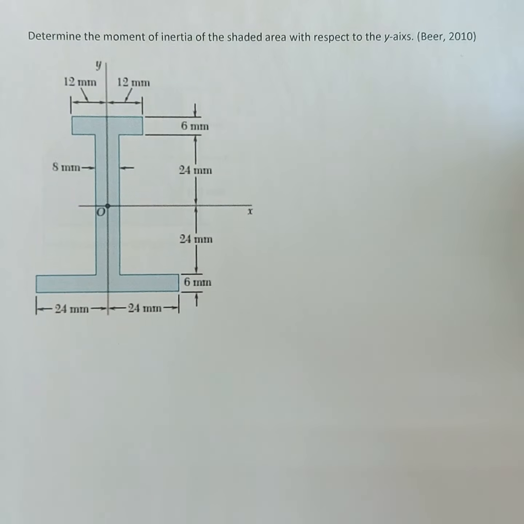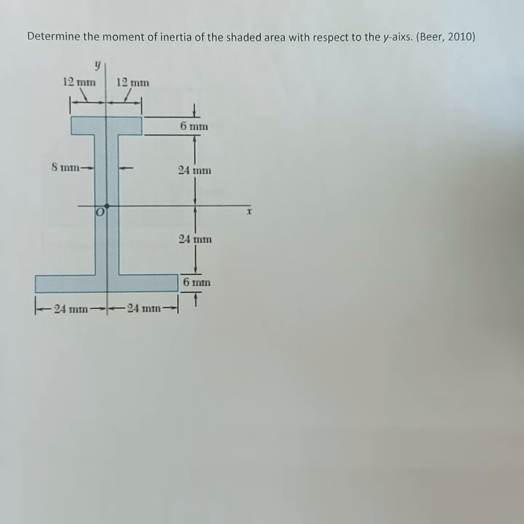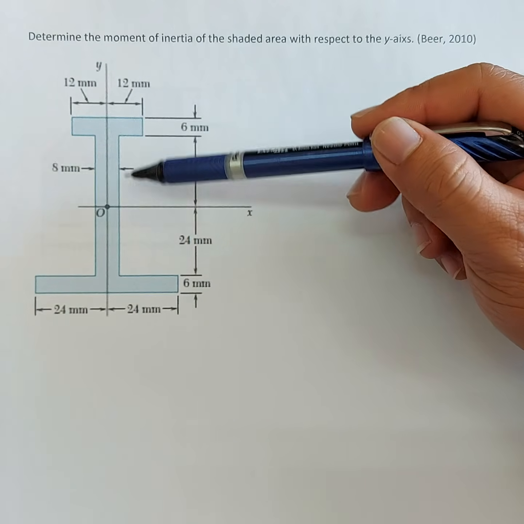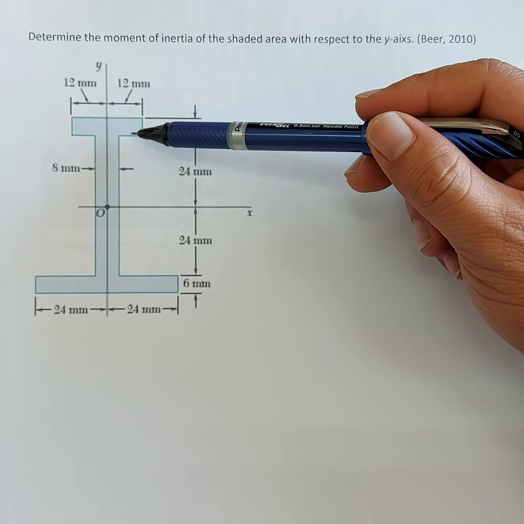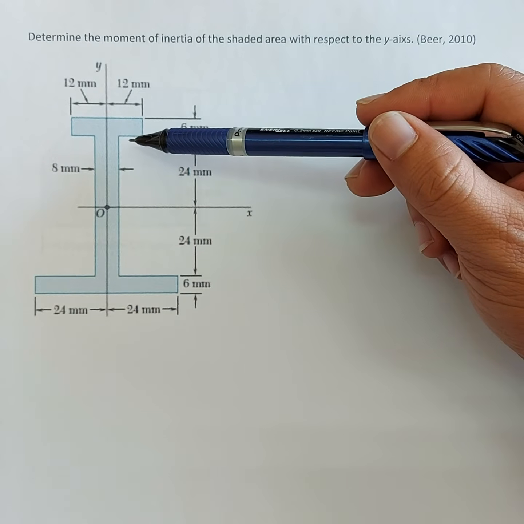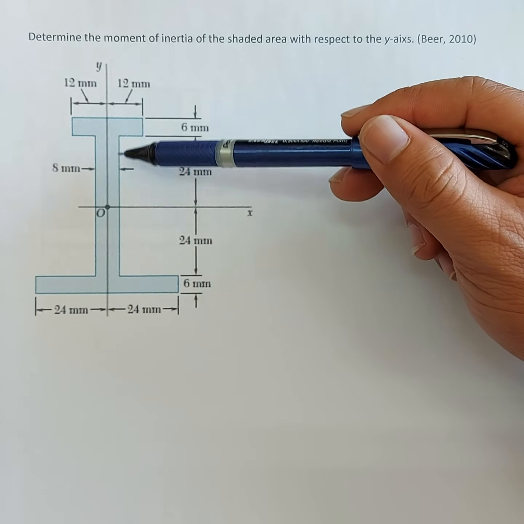Okay. Let's have an example on how to solve for the moment of inertia. Determine the moment of inertia of the shaded area with respect to the y-axis. Ito yung y-axis natin. So this is the composite area, or built-up section in steel design. So this is a composite area.